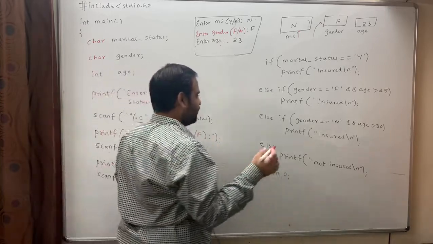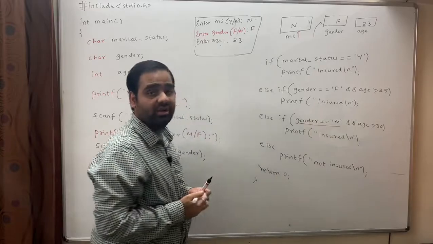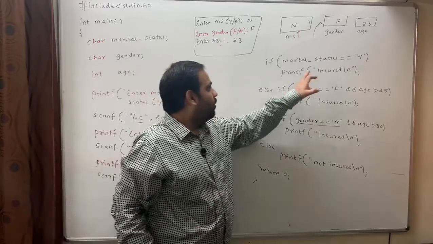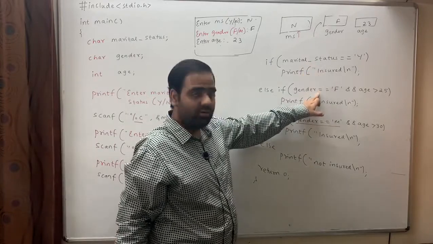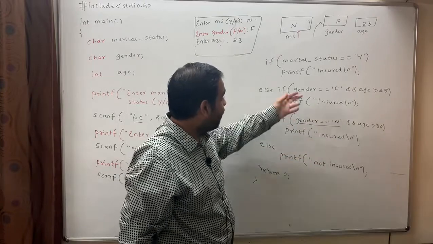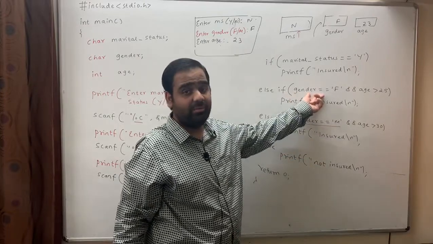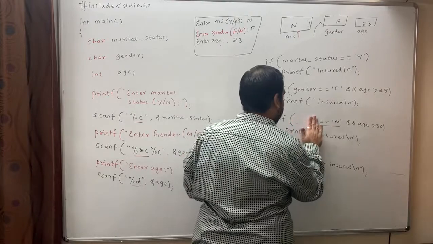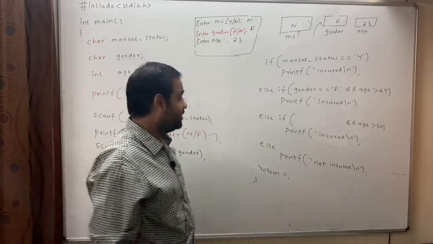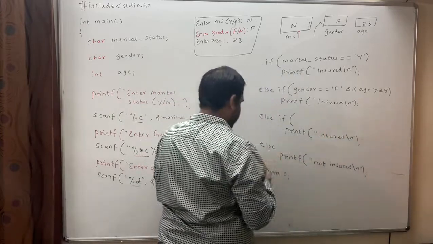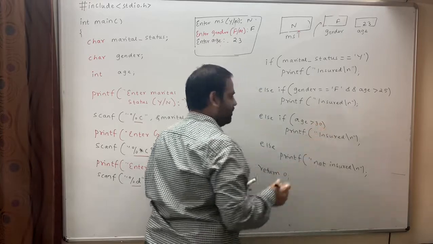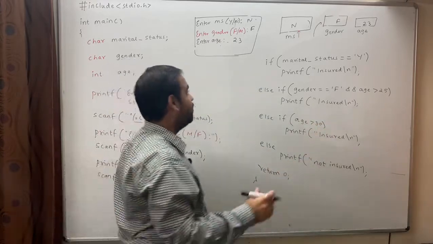Now let's check whether it is necessary to write this condition or not. Let's take the same input. Now, is N equal to Y? No. F equal to F? Yes. 23 greater than 25, it is false. That means you have already checked that the gender is female or male. Therefore, there is no point in checking this particular condition, and you can just write else if age greater than 30. That's it. Now, let's see whether it will work or not.